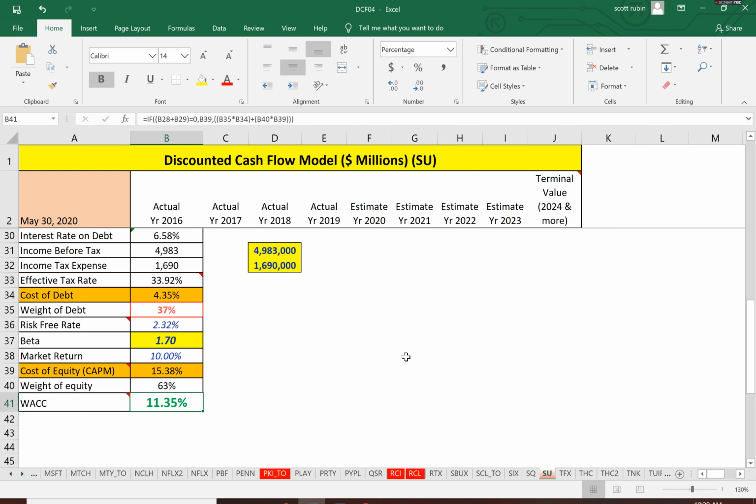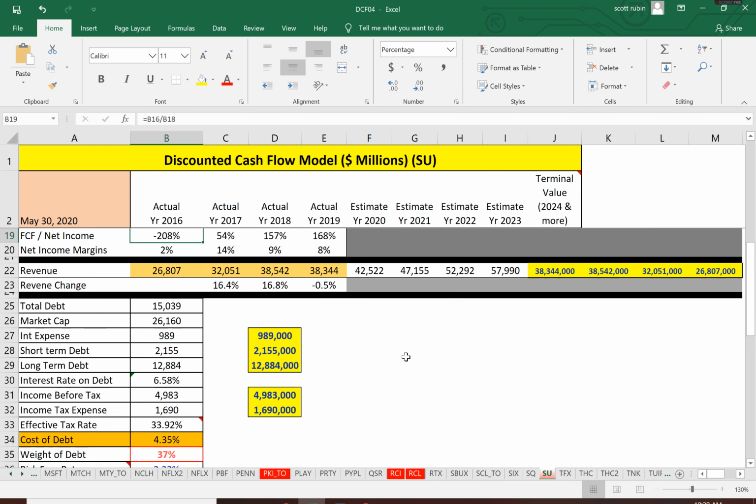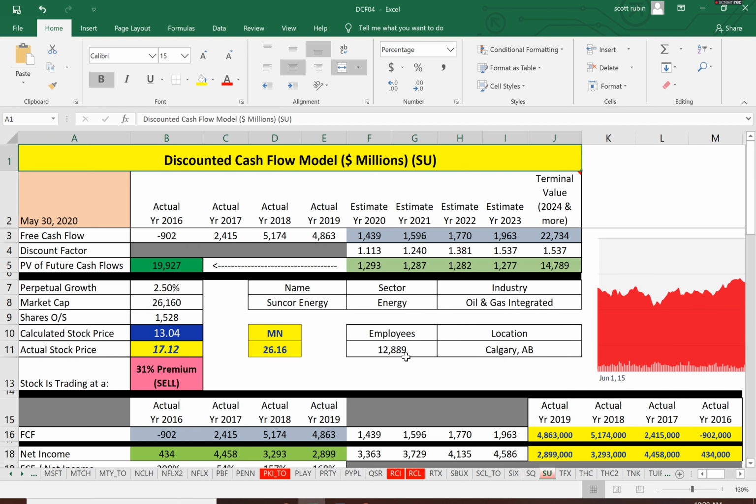So this number, 11.35%, is the price Suncor pays to obtain financing. So Suncor needs to generate at least this amount of profit a year to add value to its investors, and if it doesn't, it will eventually go bankrupt. But this is their discount rate. It's a blend of the cost of equity and cost of debt. So 11.35% is what we're going to discount future cash flows by.